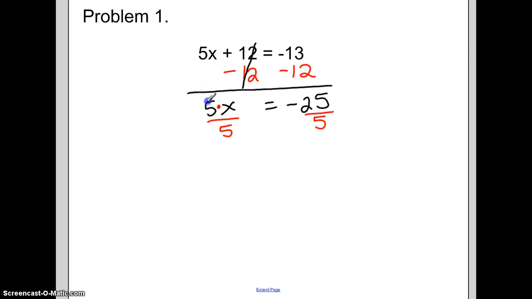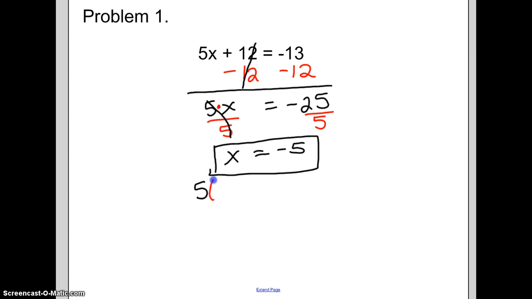On the left side, 5 divided by 5 is just 1. So that leaves us with 1x, or just plain x, on the left. And negative 25 divided by 5 is negative 5. The answer is x equals negative 5. We do need to check to make sure we've done it correctly. Replace the x in the original equation with negative 5.